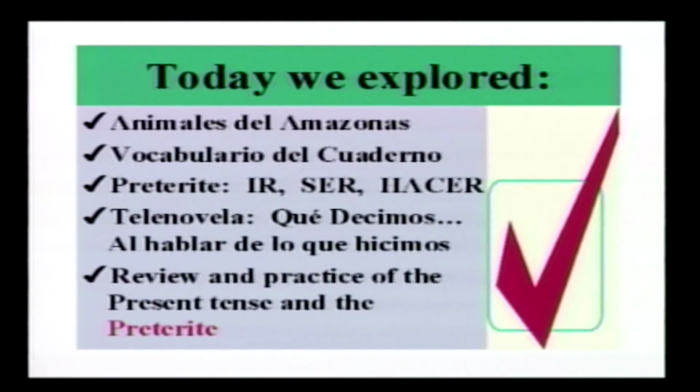Now today, we have explored Animales del Amazonas, Vocabulario del Cuaderno, el Preterite, ir, ser y hacer. Vimos la telenovela ¿Qué decimos? Al hablar de lo que hicimos. We've reviewed and practiced the different forms for the present tense regular verbs y el pretérito.